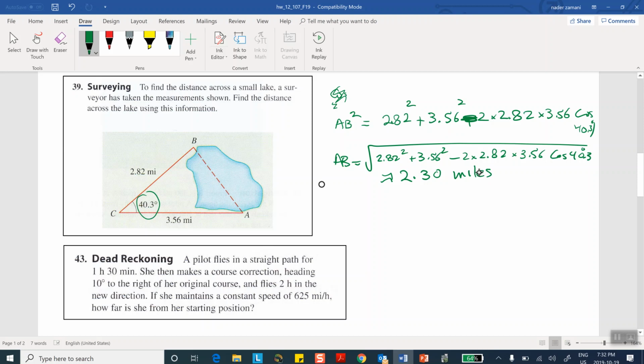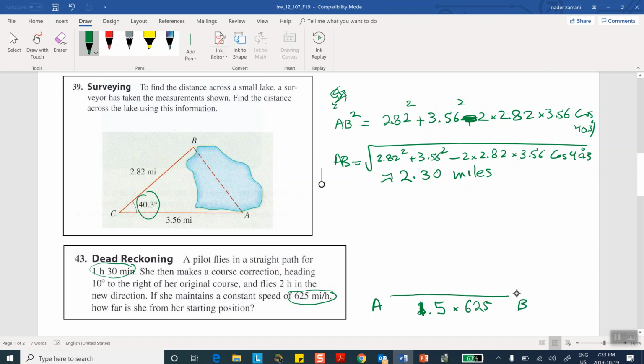Okay, so let's look at number 43. It says that a pilot flies in a straight path for 1 hour and 30 minutes. Notice that it also gives the constant speed, so we know exactly what that distance is. That's going to be 1.5 hours, times 625. This is going to give distance in miles. Let me call this A to B.